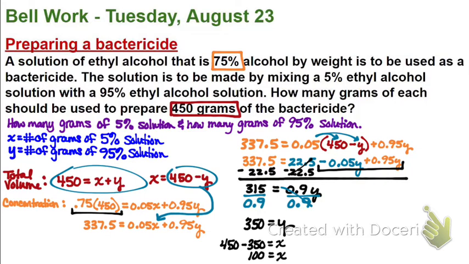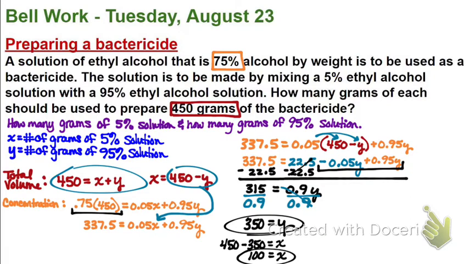So 100 is x. I don't have to see much as far as work goes for that second variable, but I do need to see a little something. Just show me what you did. If I see 450 minus 350 and then you say, oh, I need 100 grams of this, that's enough work for me, but don't just leave that part blank.